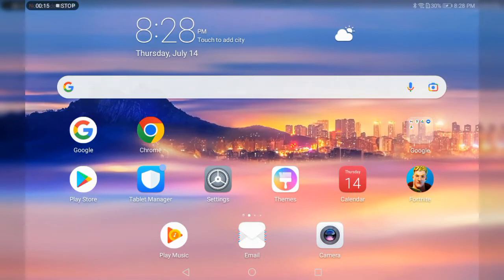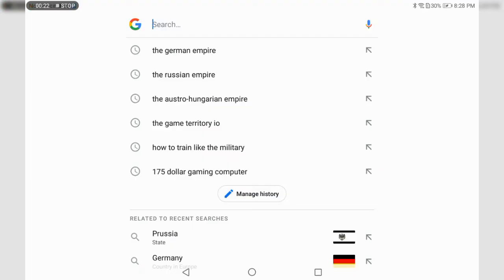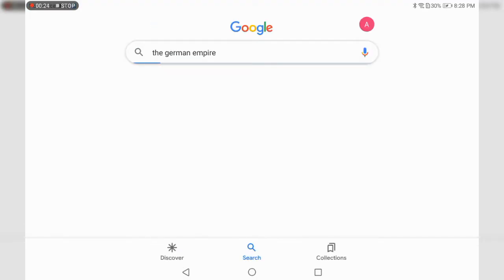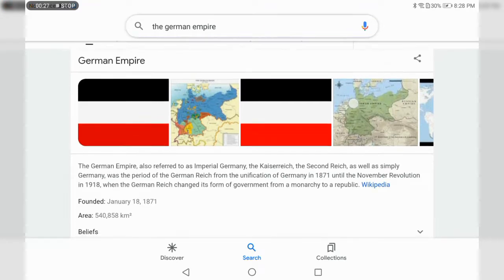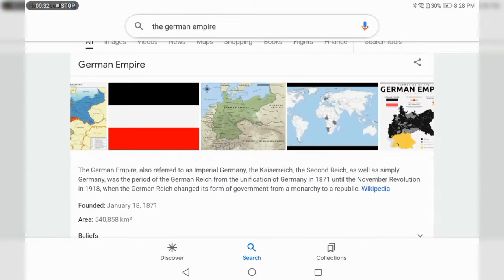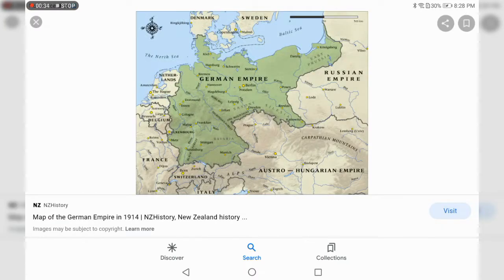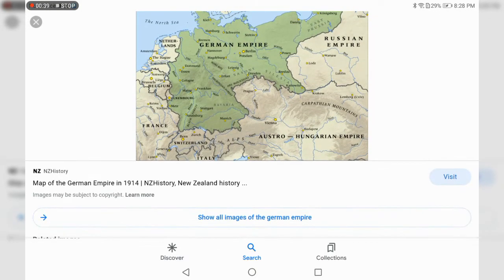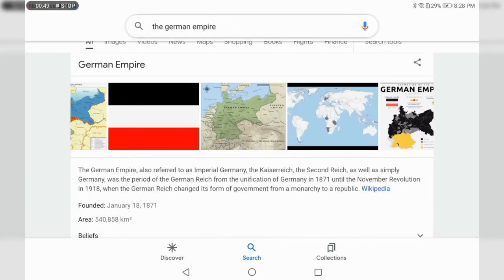So let's understand Germany. Germany had an empire and it was imperial. Let me show you this German empire. And it was really big. See that one? That's how big it was. Bordering the Russian Empire and France, Belgium, Netherlands, and the Austro-Hungarian Empire.